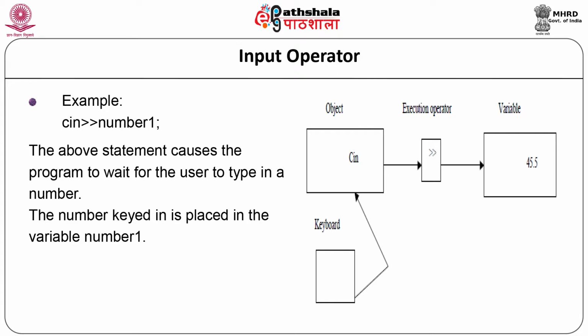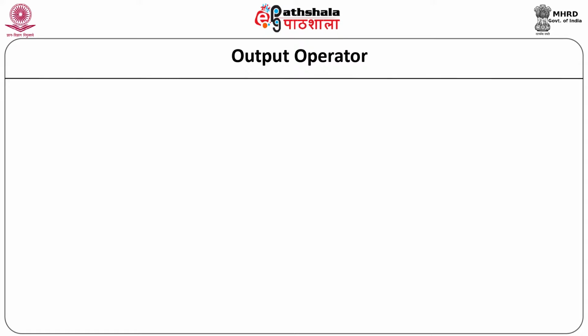int main, cin >> a, take the value of a from the user, return 0. Now here the value 1 will be taken from the user. We will now see the output operator.